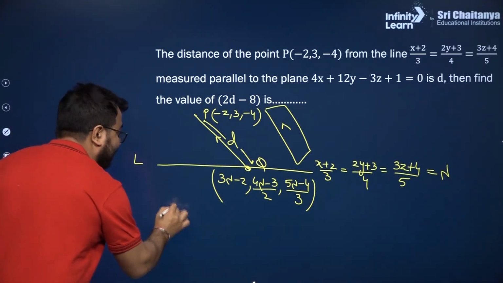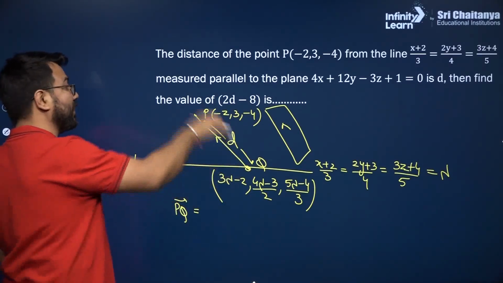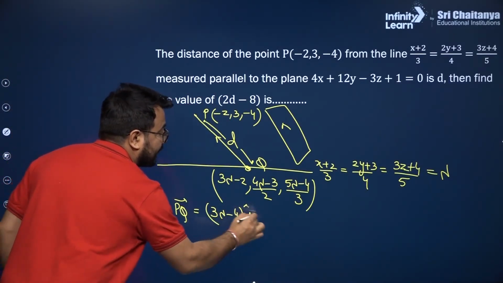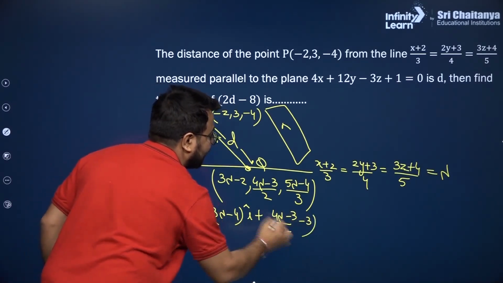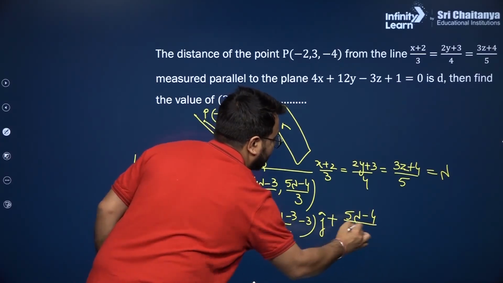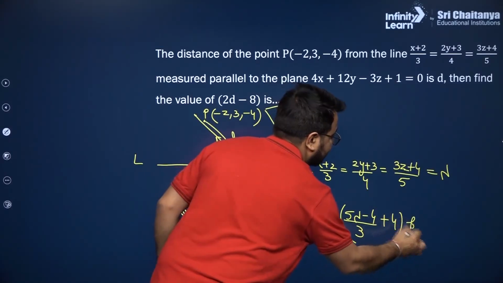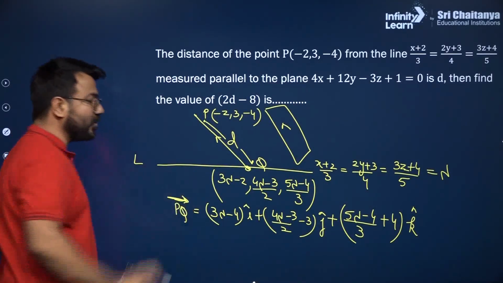Now I will be able to write the PQ vector. So the PQ vector will be 3 lambda minus 2 minus 2, so it will become (3 lambda minus 4) i cap. Then (4 lambda minus 3) whole upon 2 minus 3 j cap. And then (5 lambda minus 4) upon 3 minus of minus 4, it will become plus 4, that is k cap. So basically we have the PQ vector in the vectorial form.